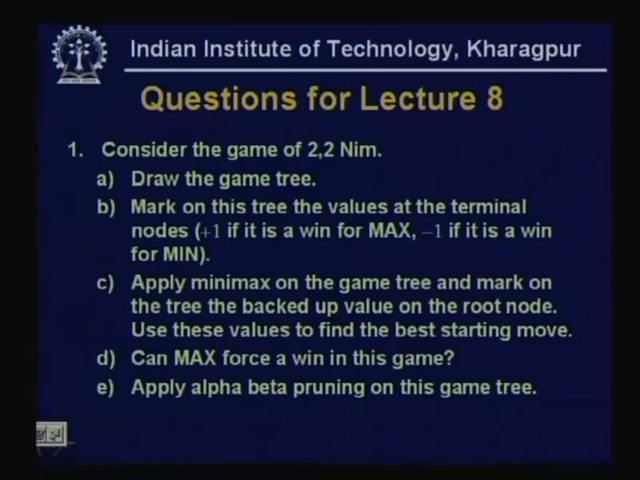So the first question for this lecture asks you to consider the game of 2-2-NIM. That is, you start with 2 piles, each containing 2 matches. Part A, draw the game tree. Part B, mark on this tree the values at the terminal nodes. The terminal nodes will have a value of +1 if it is a win for max, and -1 if it is a win for min.